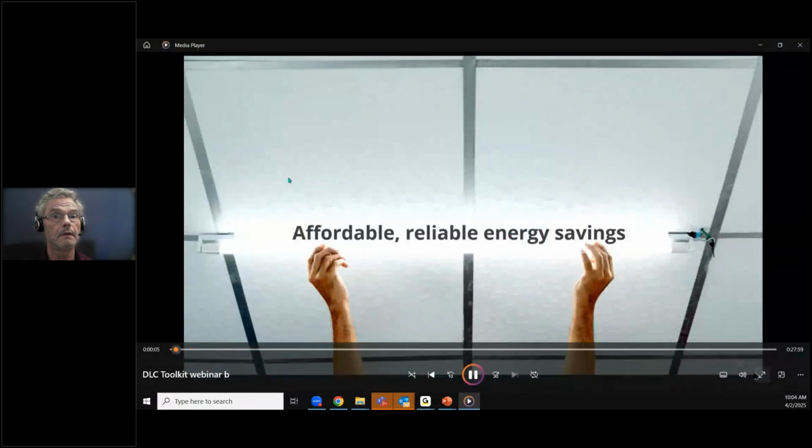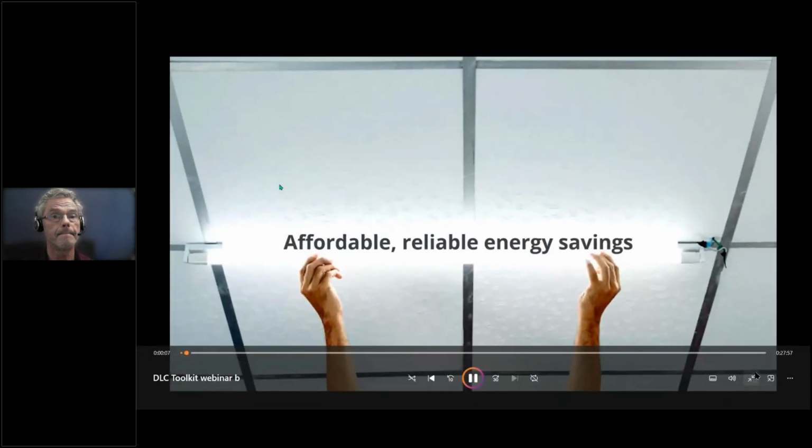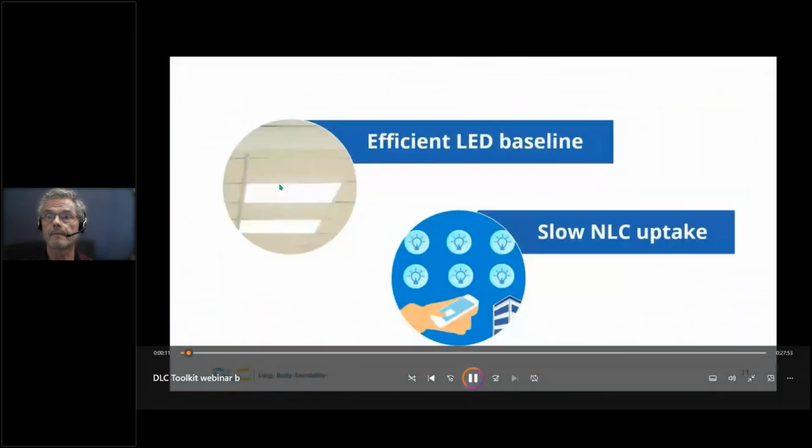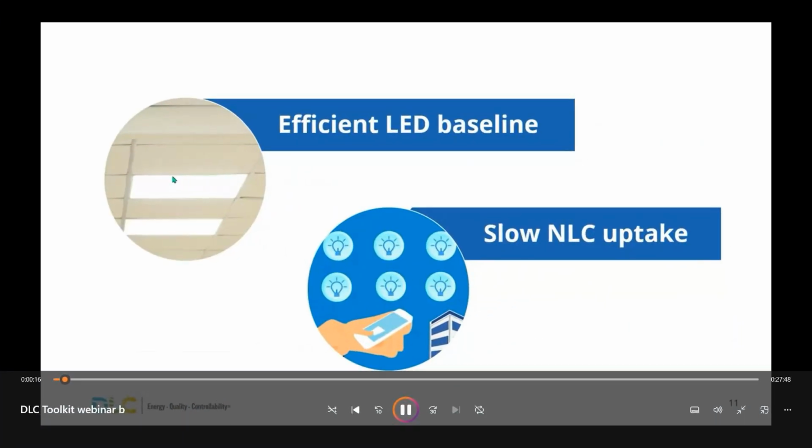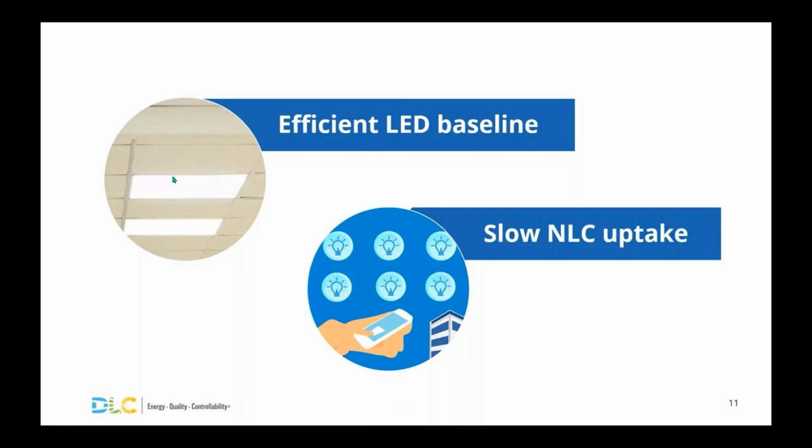Buildings have delivered affordable and reliable energy savings for electric utilities and for building owners. But now, with efficient LEDs already installed in many buildings, utility programs need new sources of energy savings. Network lighting controls, or NLC, could help, but they often seem expensive compared to the relatively small amount of energy they can save when the only load they control is LED lights.